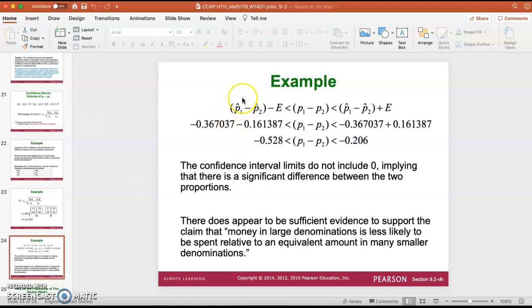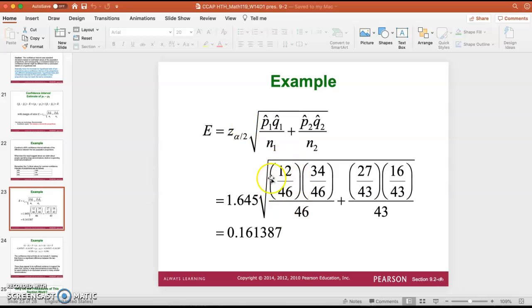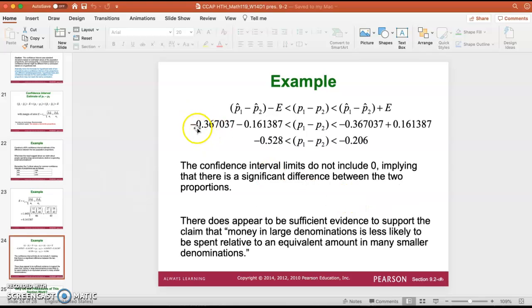Then we just plug in what we had from there. So this p hat 1 minus p hat 2, remember that's the 12 over 46 minus the 27 over 43. Just getting that difference as a decimal, which comes out to about negative 0.367037. Subtract the margin of error, there's our lower bound for the confidence interval. Same idea, just now adding the margin of error, and there's our upper bound of the confidence interval.